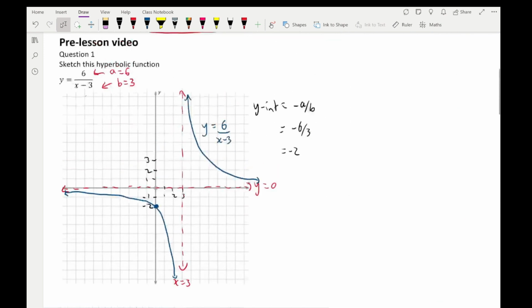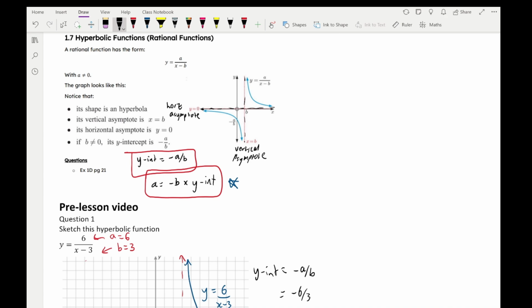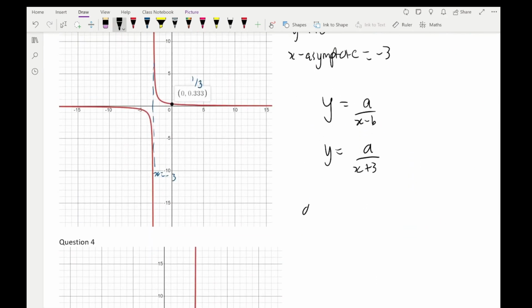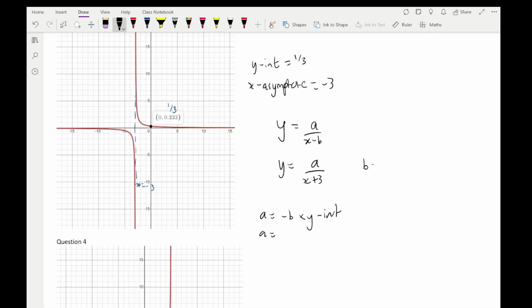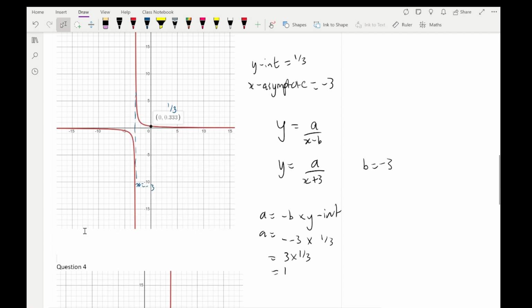So let's use this formula up here. a equals minus b times the y-intercept to find our a value. So minus b. b, we know, is -3, because that's our asymptote. -3 times, and our y-intercept is 1/3. So that's going to be +3 times 1/3, which I think just gives us 1. So that's cool. a is 1. It's good to know. So our final equation is going to look like y equals 1 over x plus 3.